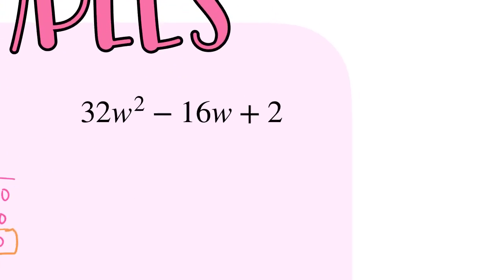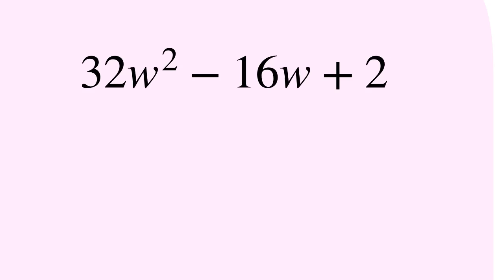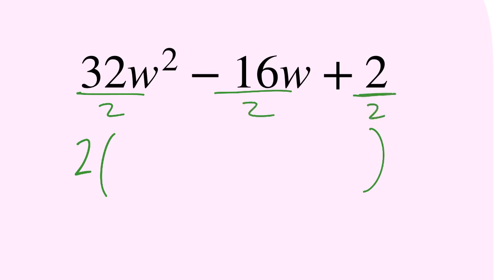Okay, let's do this example. Same thing, look for a greatest common factor first. It looks like it's going to be 2, right? 2 goes into all 3 of those. So let's pull out the 2 and see what we've got left. If I divide everything by 2, the first term is going to become 16w squared, and then minus 8w plus 1. There we go.